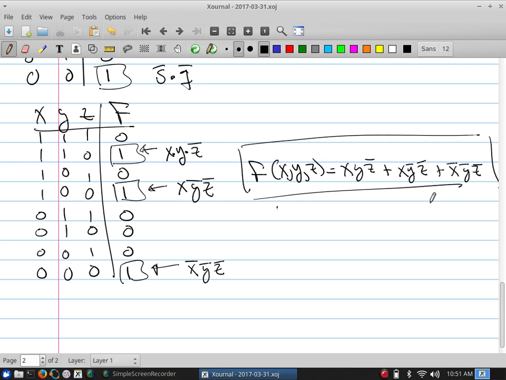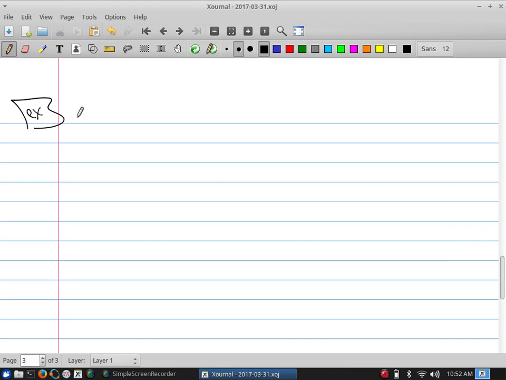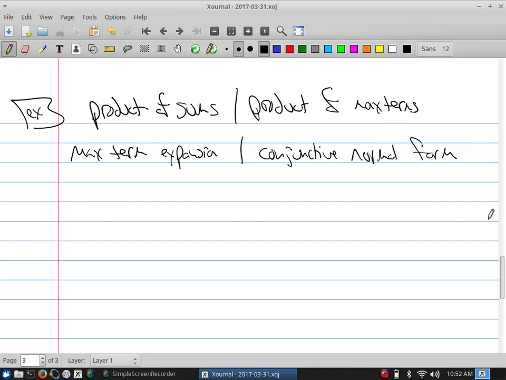One of the reasons why I like this sum of min terms is because there's only three ones, and because there's only three ones, I'm only going to have three min terms in my entire problem, because I focus on the ones. Well, what if we had a different problem, and instead of a sum of products, we want to use our max terms? And so we would like to have a product of sums, that's also a product of max terms, that's also called our max term expansion, or last one, it's the conjunctive normal form, all meaning the same thing.